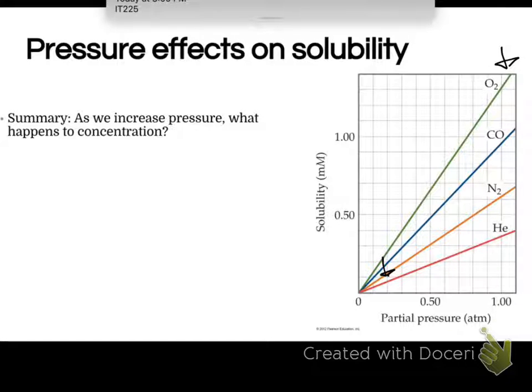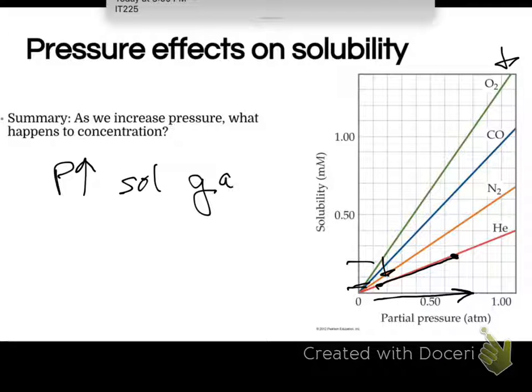Okay, so now the next question is, if we increase the pressure, what happens to the concentration of gas in the solution? So if I start with, say, very low pressure here, and then I increase it, well, our solubility increased. So as pressure increases, the solubility of a gas also increases. And that makes sense, because if you're increasing pressure of a gas, you have literally more gas molecules being pushed against the liquid. So they sort of seep into the liquid easier.